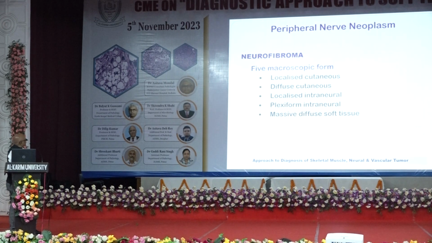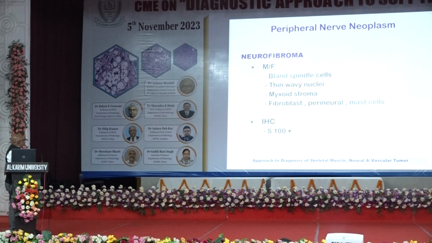There are five macroscopic forms: localized cutaneous, diffuse cutaneous, localized intraneural, plexiform intraneural, and massive diffuse soft tissue type. Microscopy again shows bland spindle cells with thin wavy nuclei. You can pick this up very easily. The nuclei are very thin, spindle and wavy. Myxoid stroma, and you can see, other than fibroblasts, perineurial cells and mast cells.